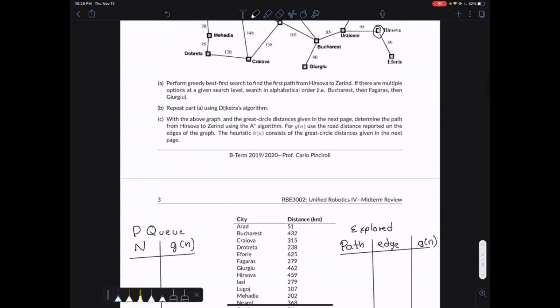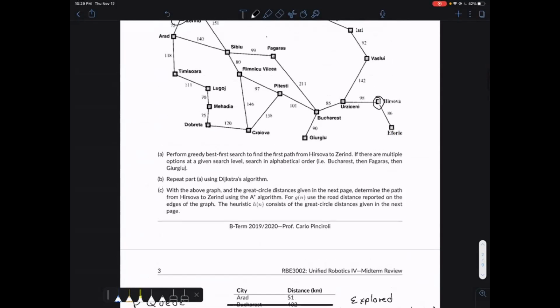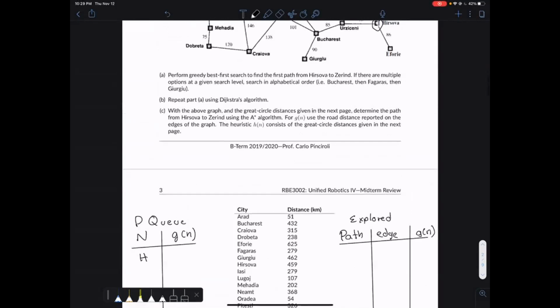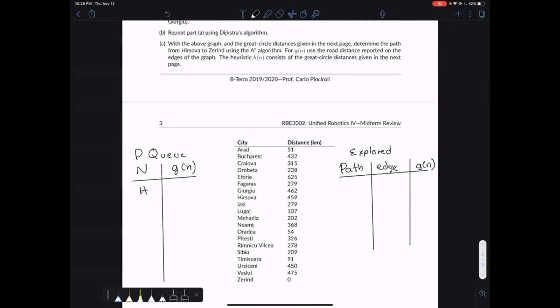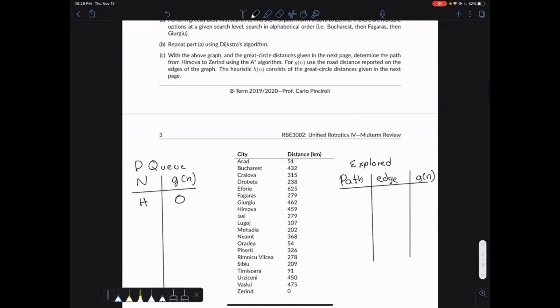All right. Let's go ahead and get started with Dijkstra's. Same step as always, we add in our first node. That's going to be h. The distance from our node is going to be 0 because we are at the start node. So we pop that off, and we get our path, which is h, our edge, which is 0, and our g of n, which is 0 as well, because the distance from h to h is 0.